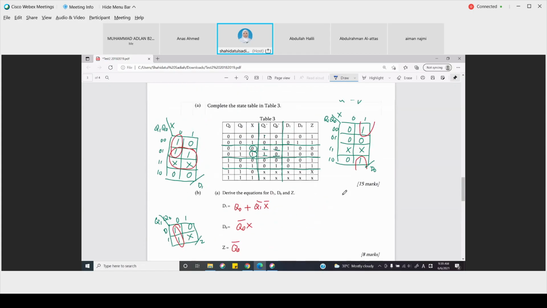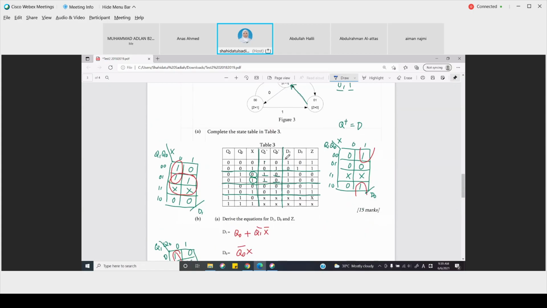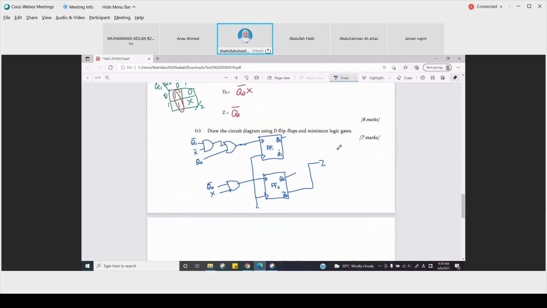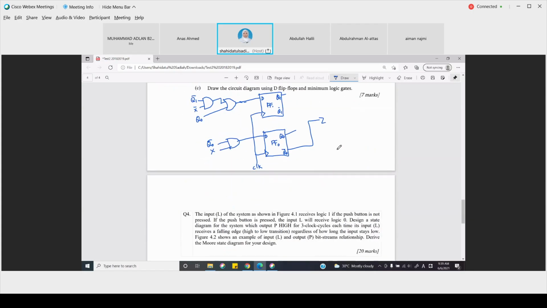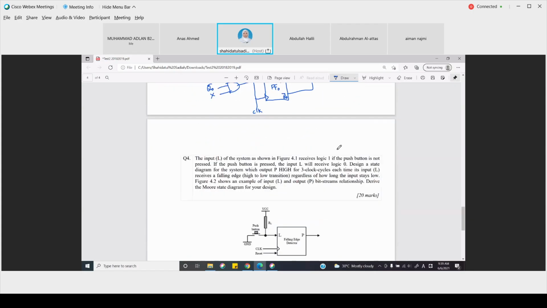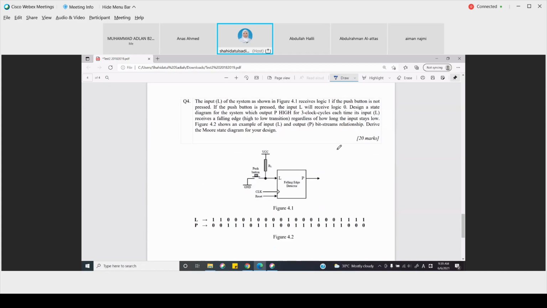I will share with you the paper that I have drawn later. And then we have the last question here, which I think this morning Mushtaba asked me about. All right, so let's read the question.